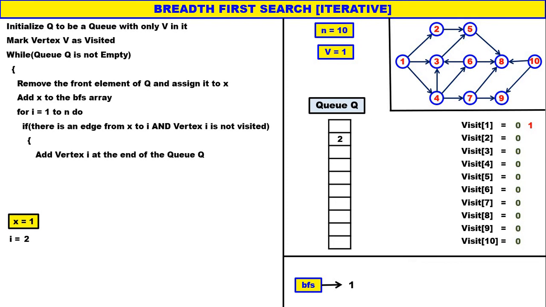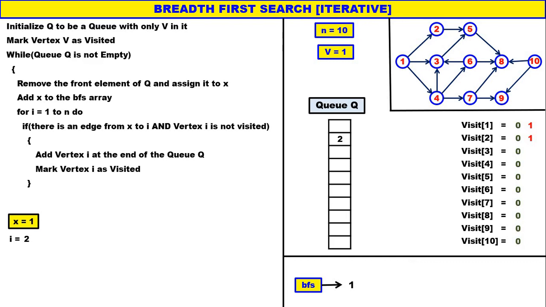So you can just see, add vertex i at the end of the queue. And after adding 2 to the queue, make visit of 2 equal to 1. Therefore here, mark vertex i as visited. So whatever operation we are doing, exactly like that in English we are writing, that's all the algorithm. Always I say operation is more important than algorithm. When you know the operation, the algorithm naturally follows.